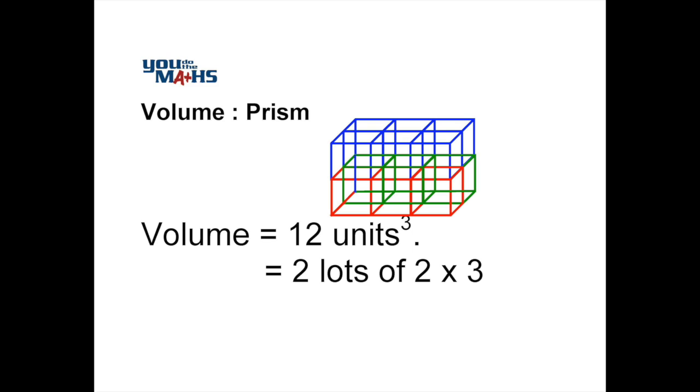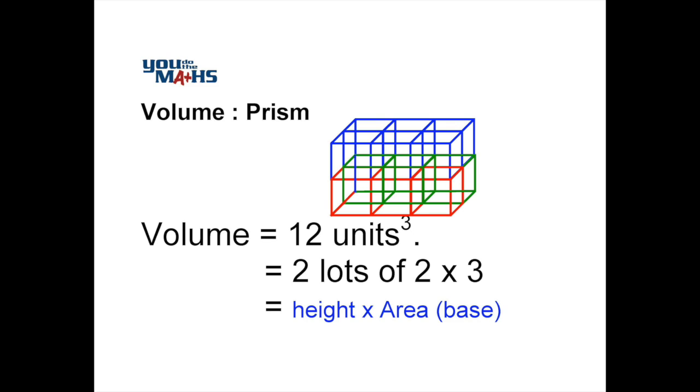We can simplify this into a formula. The 2 lots of represents 2 layers of the cube, so that's our height. And within each layer, the number of cubes can be represented by the area. There's a row of 3 cubes there, and it goes 2 back, so 2 multiplied by 3 gives us the number of cubes in each particular layer.